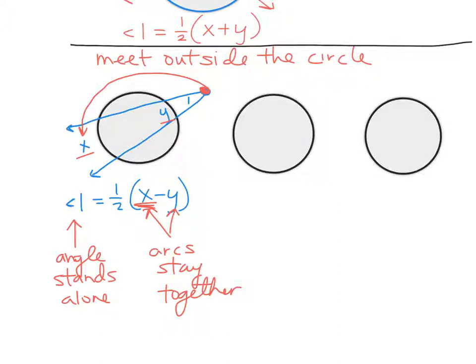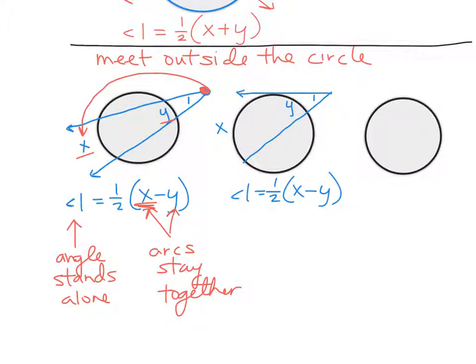Okay? So that's one picture of what it could look like. Another one is if you have a tangent. So let's say this is tangent and this is a secant, and you have angle 1 and you have x and you have y. Just because it's tangent, it doesn't change anything. So you're still using angle 1 equals half of x minus y. It's the exact same formula.